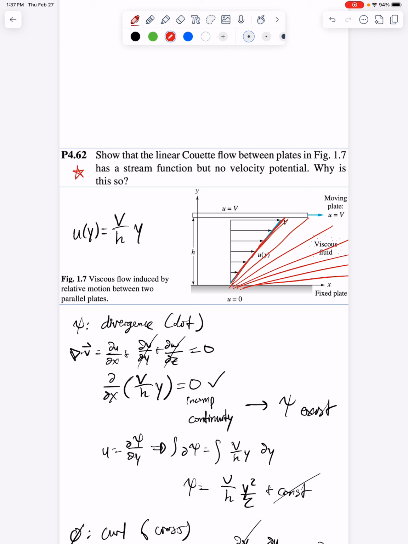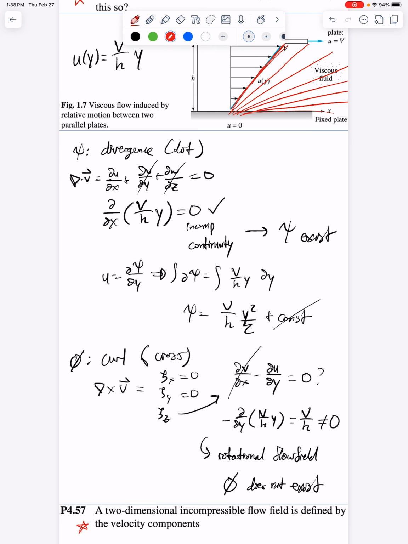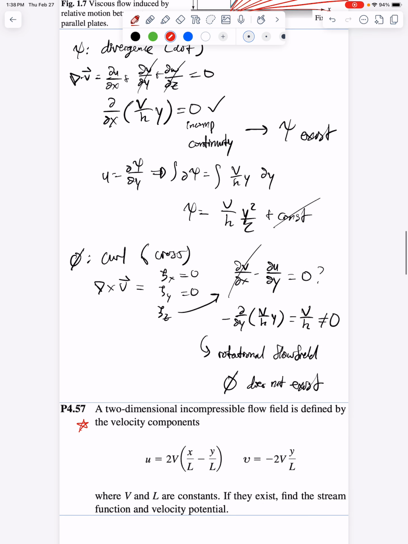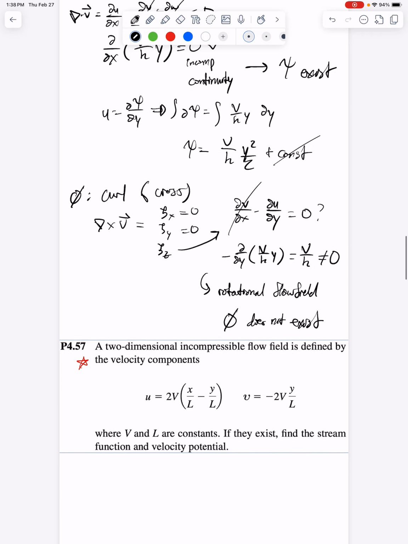And at some point, your checkpoint, your potential, quote unquote, is going to be basically parallel to this fixed plate, and there's no function that can describe that. Therefore, there's a curl, there's going to be rotational effects occurring in the flow field. Your velocity potential, your phi, does not exist. Any questions about that? Okay. If not, let's go to the next problem.